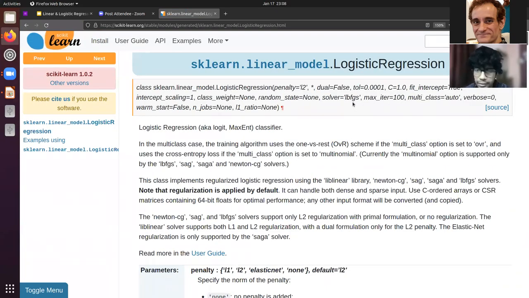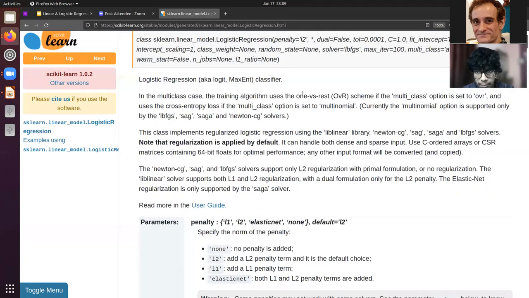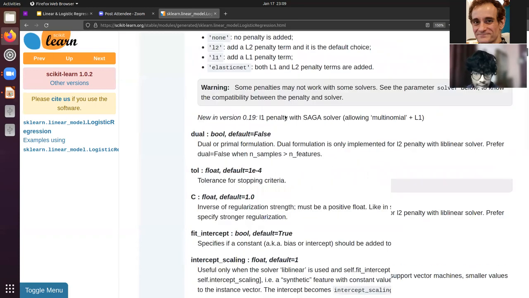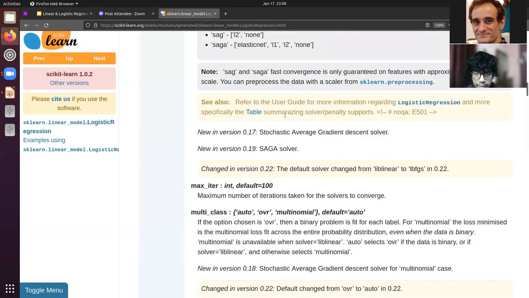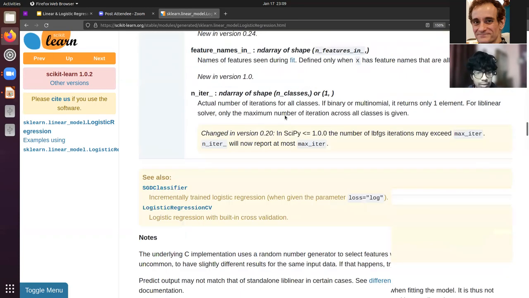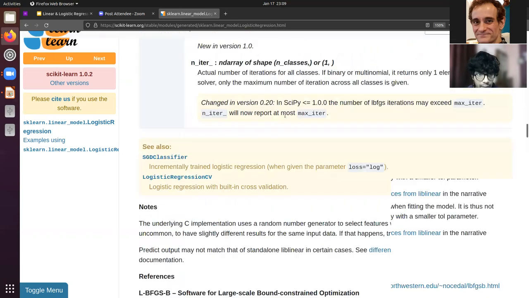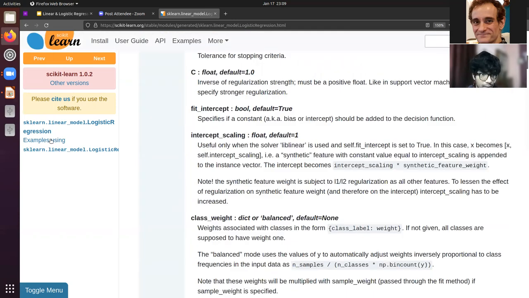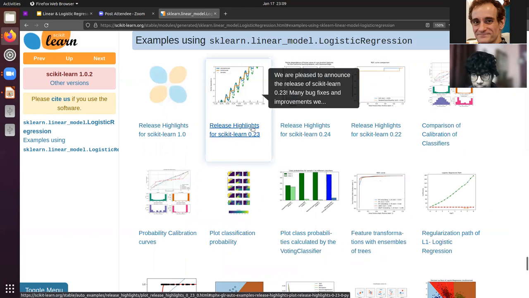I think now we are well prepared to talk about logistic regression. So these are a bunch of default parameters you should know, and let's talk about the documentation and what it has to offer. There are also these kinds of things. You must check it out.